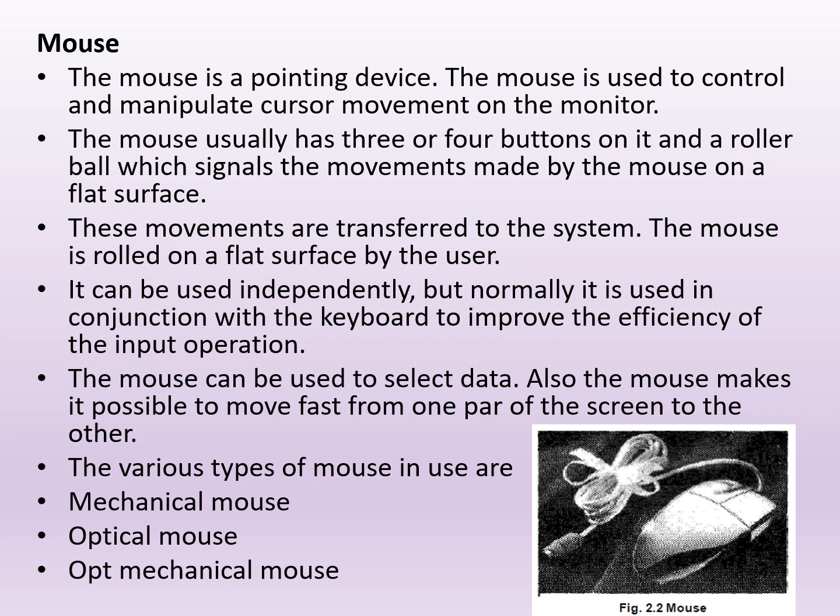It can be used independently, but normally it is used in conjunction with the keyboard to improve the efficiency of the input operation. The mouse can be used to select data. Also, the mouse makes it possible to move fast from one part of the screen to another. The various types of mouse in use are the mechanical mouse and the optical mechanical mouse.